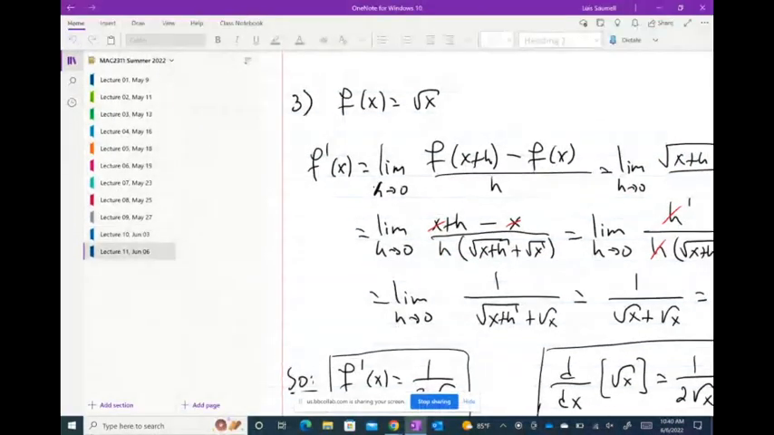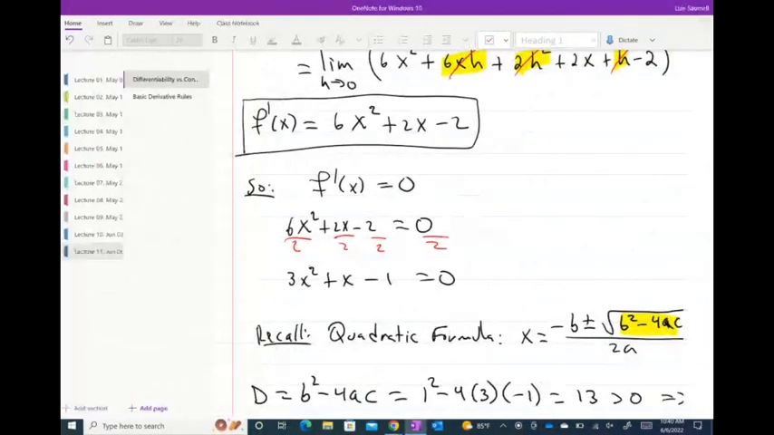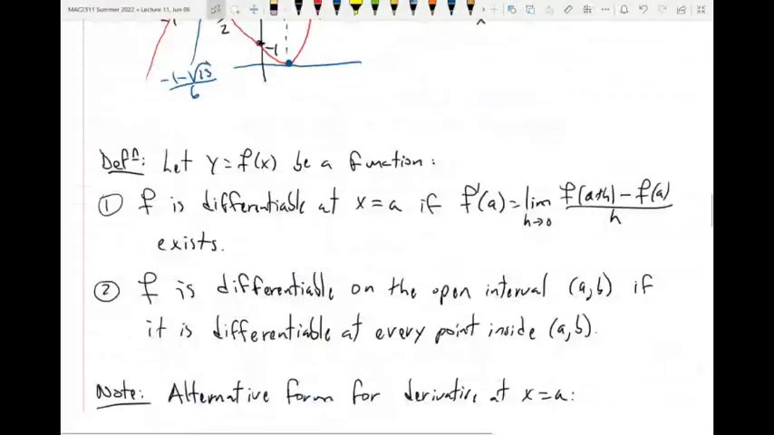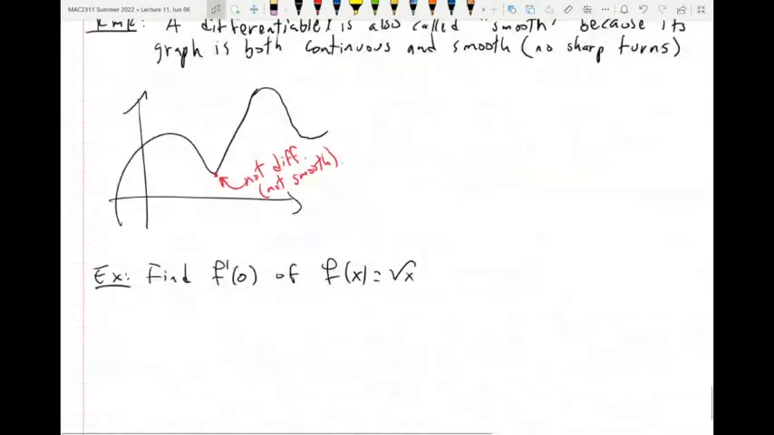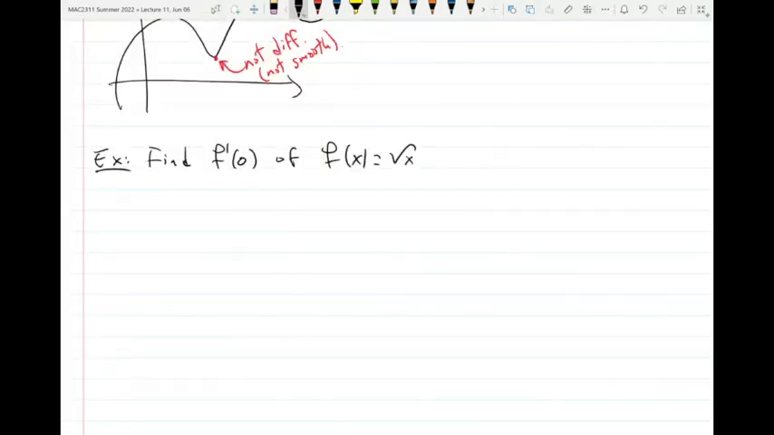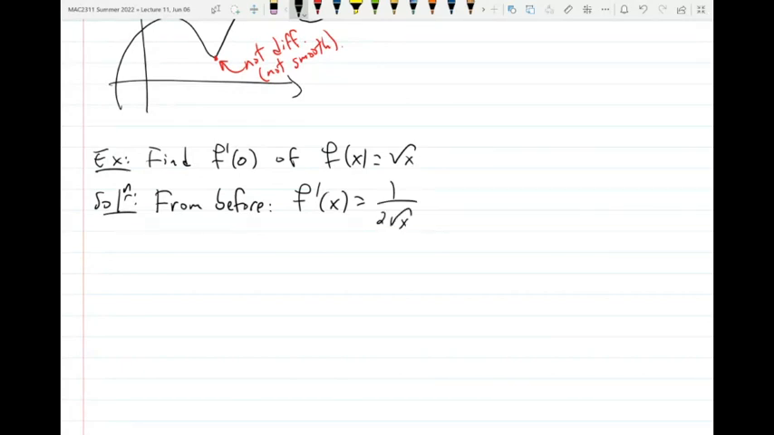Okay, so solution, from before, we saw that f prime of x is 1 over 2 square root of x. I encourage you to remember this because this derivative is going to pop up a lot. Okay? Like with capital letters, a lot. So when you see square root, you want to know the derivative is 1 over 2 square root of x. Okay?